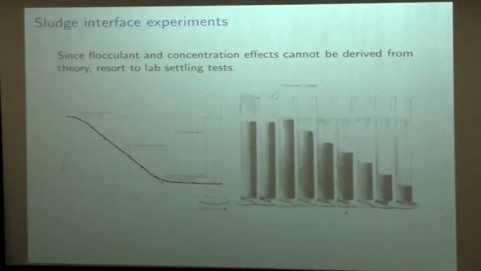So if we had to do one of those experiments in the lab, it would look something like that. The interface height changes very uniformly over time. So we reach that critical point, and that critical point is defined by when the solids at the bottom start to slowly compact and get thicker and thicker.